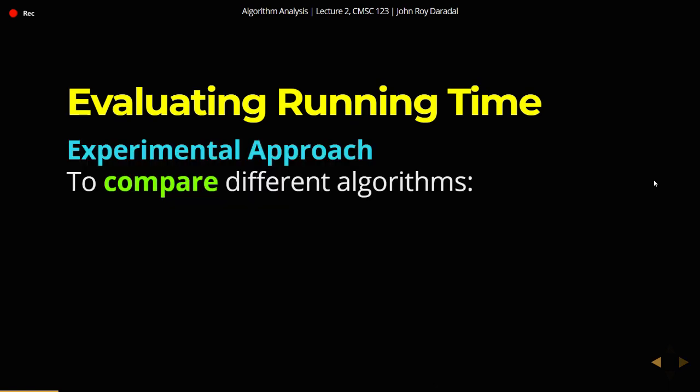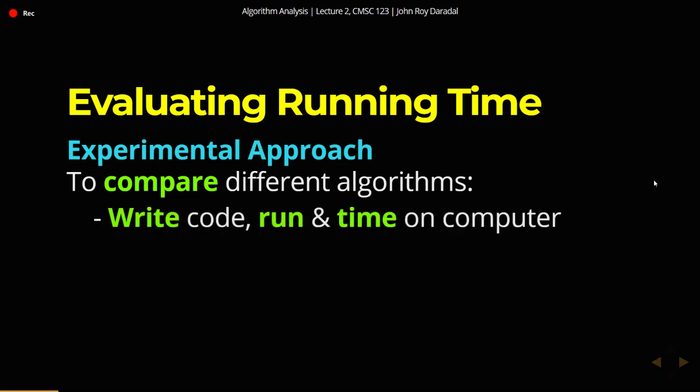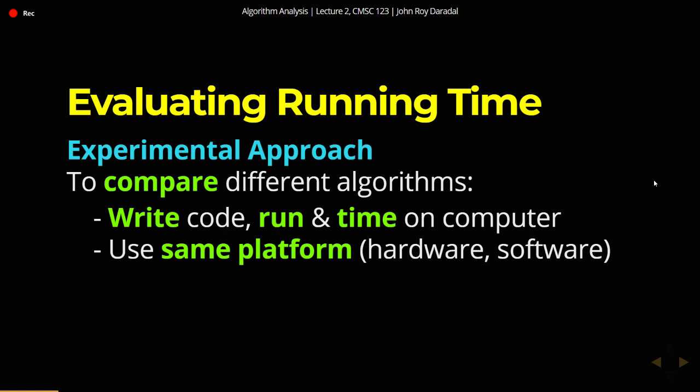One way that we could evaluate the running time is using the experimental approach. To compare different algorithms, we have to write code for the two algorithms, run it on a computer, and log the time that it takes to run them. And then we can compare. However, for this evaluation to be fair, we have to use the same platform. They must run on the same hardware and use the same software as well.